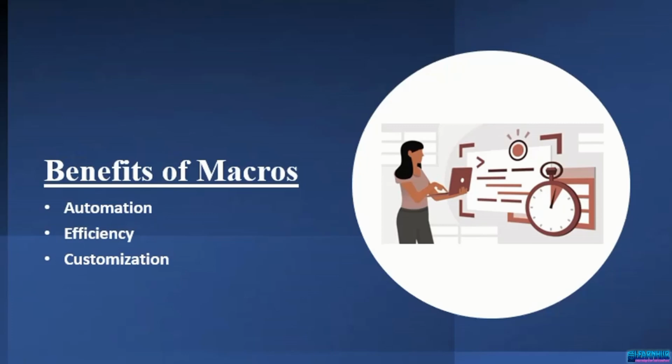Number two is efficiency. Macros allow us to execute complex operations with a single click, reducing the chances of human error and improving overall efficiency. And number three is customization. Macros can be customized to meet specific requirements. They give us the flexibility to tailor software applications to our unique needs. In a moment, we will create a simple macro together, but first, let's dive a little into Excel VBA.